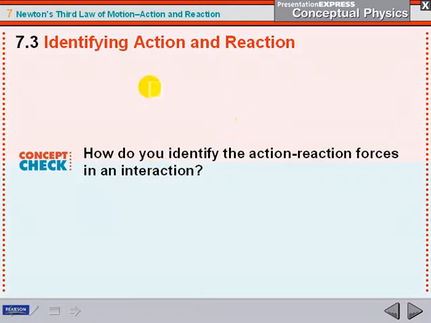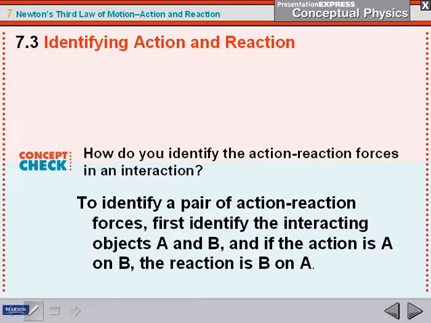How do you identify the action-reaction forces in an interaction? To identify the pair of action-reaction forces, first identify the interacting objects A and B, and if the action is A on B, the reaction is B on A.